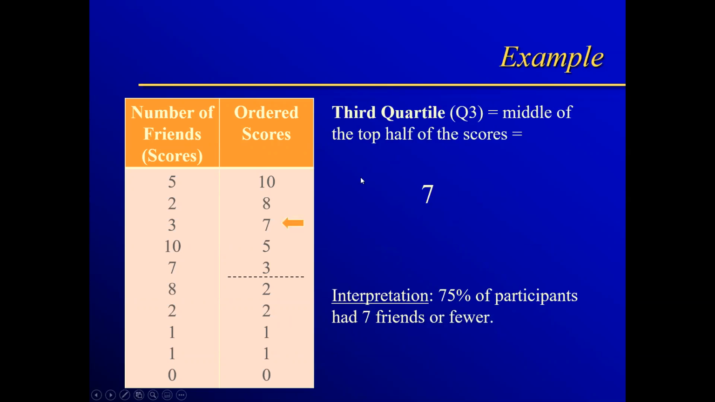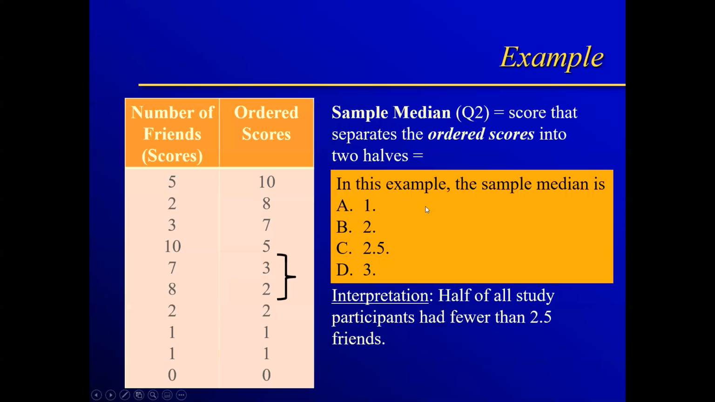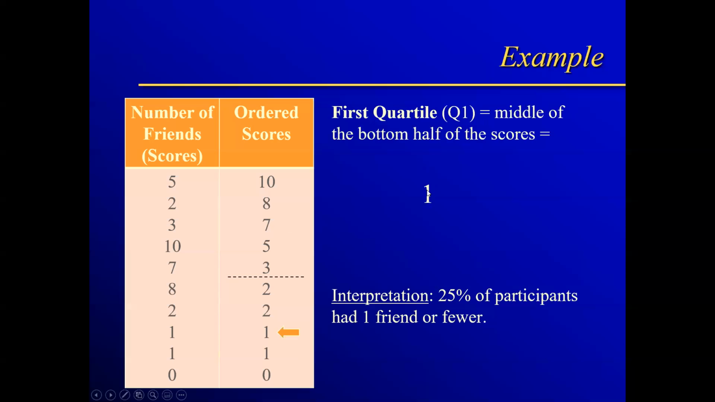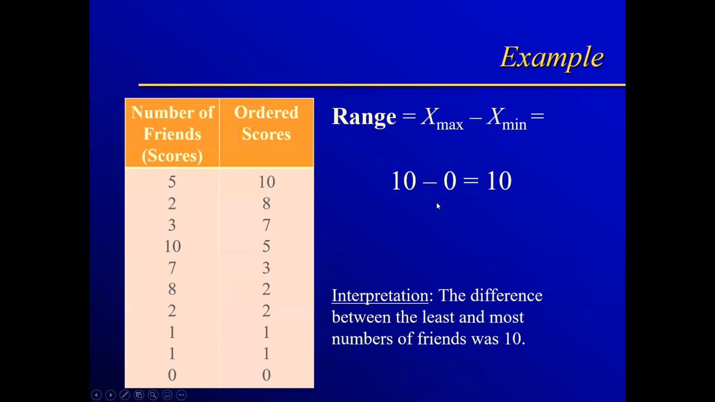Let's do it for the top half now. So we know that the middle of the top half is a 7. And so that's Q3, or our 75th percentile. So we know that 75% of participants had 7 friends or fewer. So we've identified the median, Q1, and Q3.